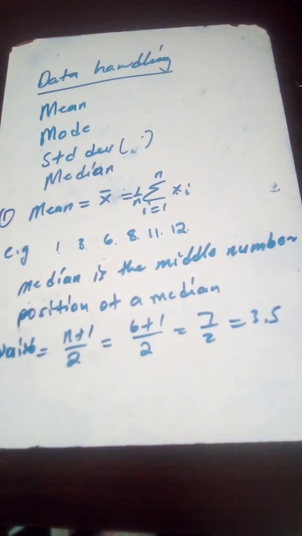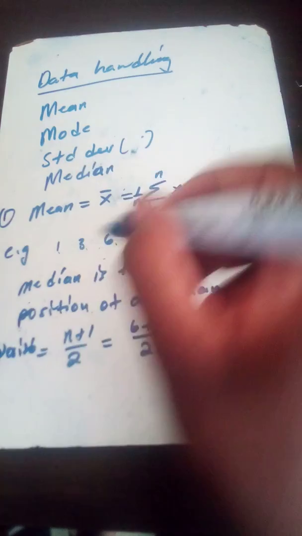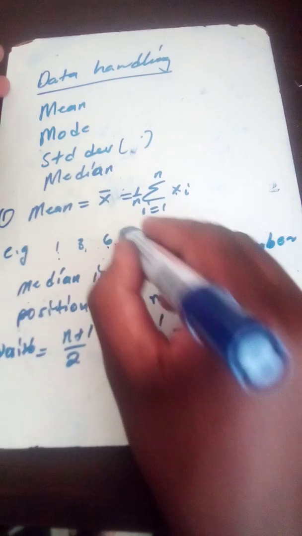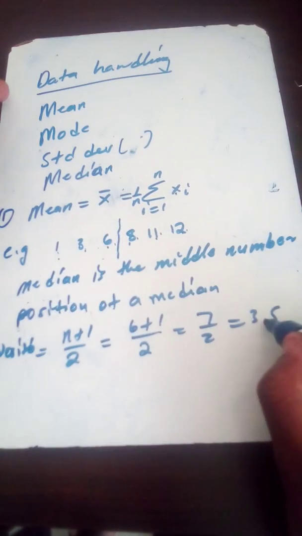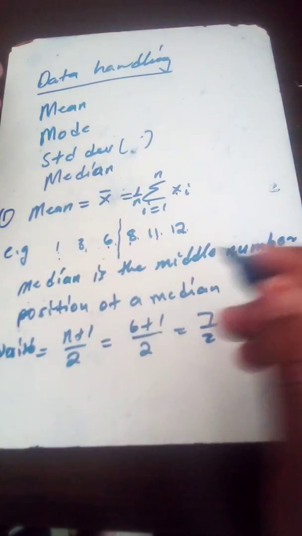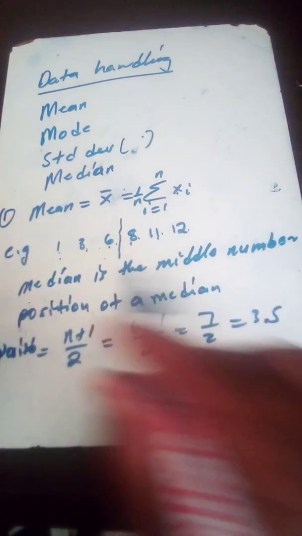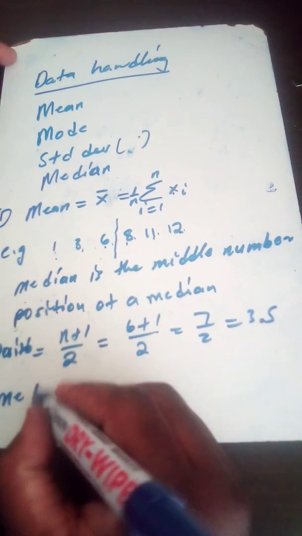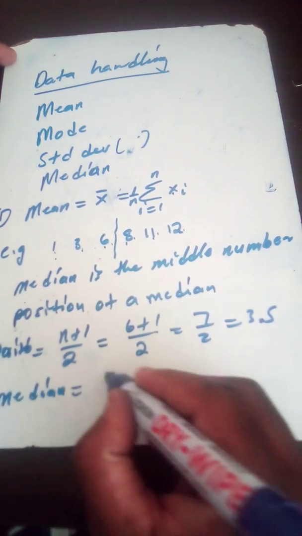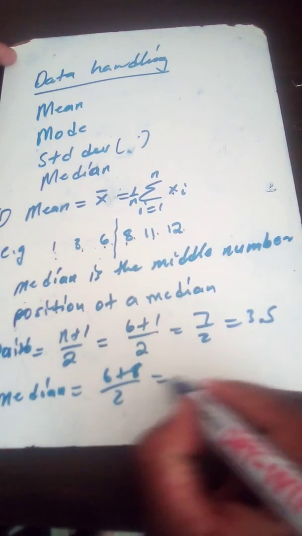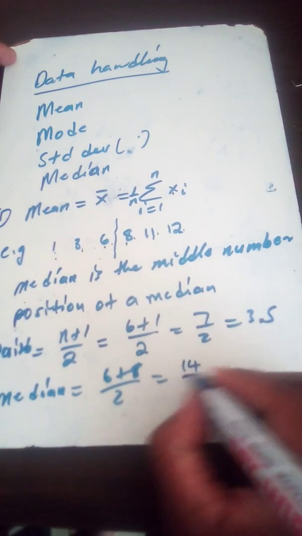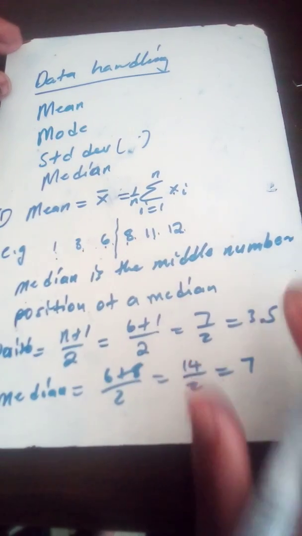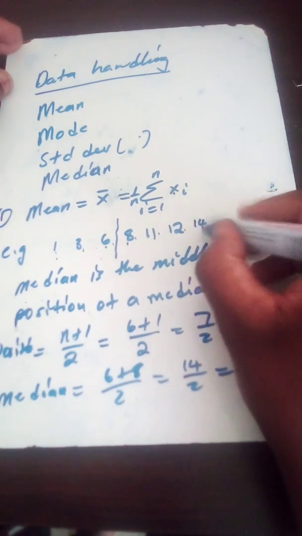So the median is between the 3rd and 4th numbers. When you have something point 5, you must know that you are going to take two numbers and divide them by 2. So to find the median of my data, the median is equal to 6 plus 8 divided by 2, which becomes 14 over 2, which is equal to 7.